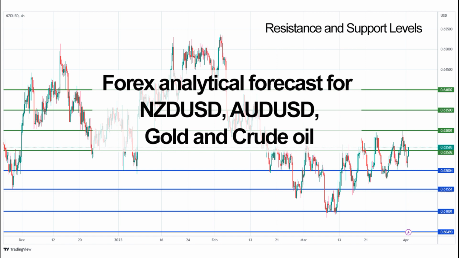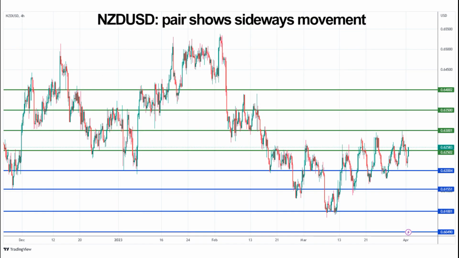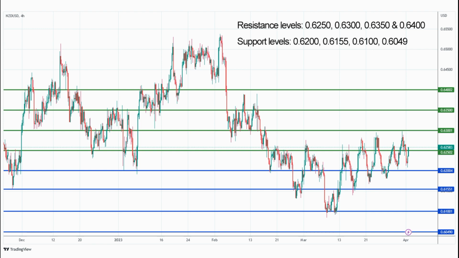Forex analytical forecast for New Zealand dollar US dollar, Australian dollar US dollar, gold and crude oil. New Zealand dollar US dollar, the instrument shows sideways movement. Resistance and support levels for the pair New Zealand dollar US dollar you can see now on the chart.